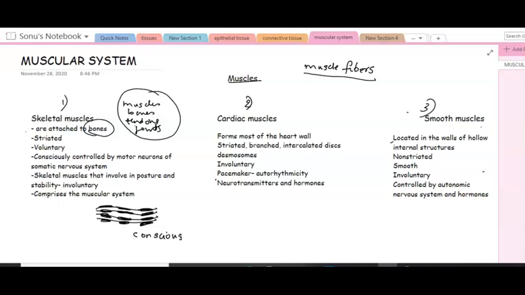Next are the skeletal muscles that are involved in posture and stability. These are involuntary. So not all skeletal muscles are voluntary. Certain muscles which are involved in posture and stability, such as the muscles in our neck, are always in a contracted state. That is why we have a particular posture, that is erect posture, or kyphosis, lordosis. All these are different types of postures in the human body.